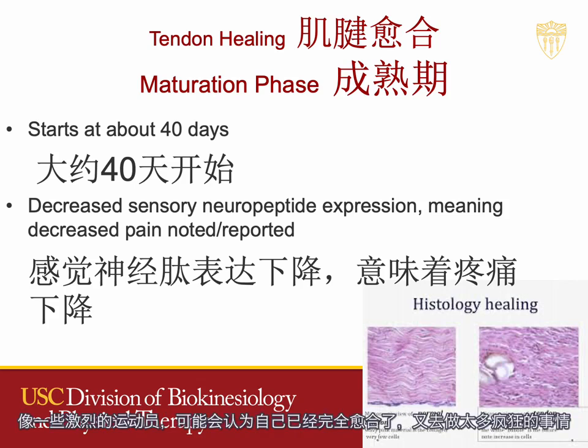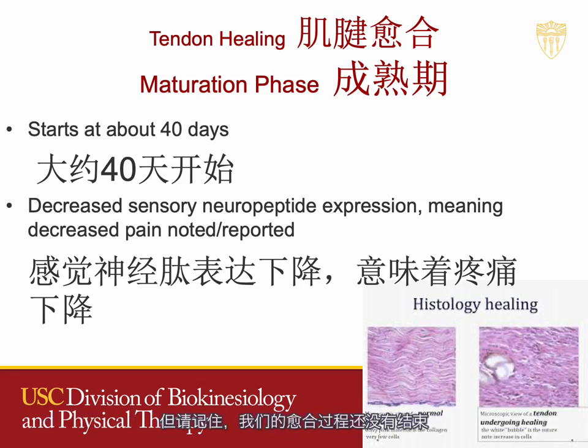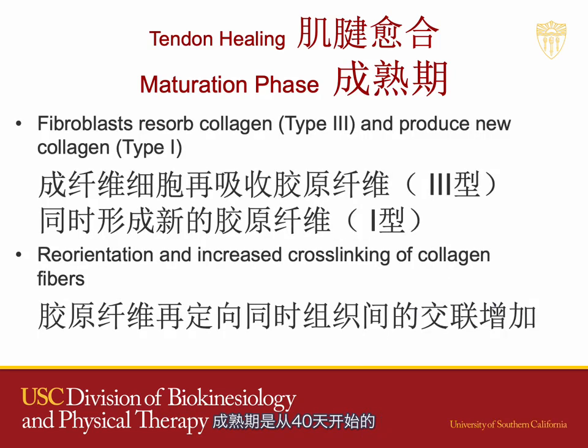Some of our intense athletes and people like that may assume that everything is healed and go back to too many crazy things. But remember, we are not done with the healing process yet. So again, maturation phase starts at 40 days. We have those type 1 fibers coming in. We're taking out the type 3 fibers. And so we're hoping that we can reorient the collagen into those parallel lines again.